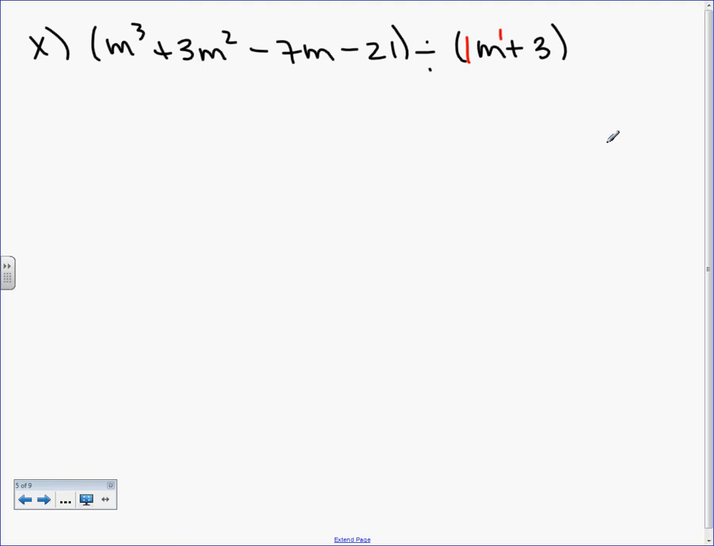So once we've gone through our checklist, everything is fine, right? You set this equal to 0 and solve. So what would that be equal to? -3. -3 goes in the box. Okay? All the coefficients go behind it. 1, 3, -7, -21.